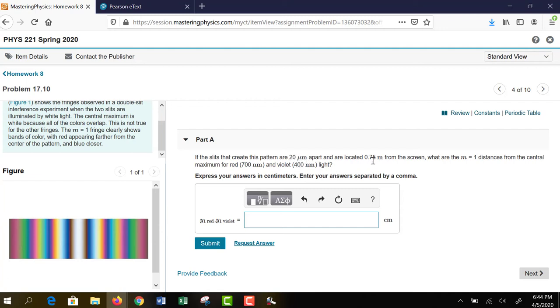So the slits that create this pattern are 20 micrometers apart, so that's little d in the formula, and are located 0.7 meters from the screen. Okay, so that was big L in the formula. What are the m is equal to 1 distances from the central maximum for red and for violet? Again, red wavelength is bigger than violet, so the sine of theta from the formula is going to be bigger. Be careful here, they want the answer in centimeters. So it'll come out in meters, and you'll have to change it to centimeters. So let's figure out the distance for red and the distance for violet and enter them separated by a comma. All right, let's put this on paper.